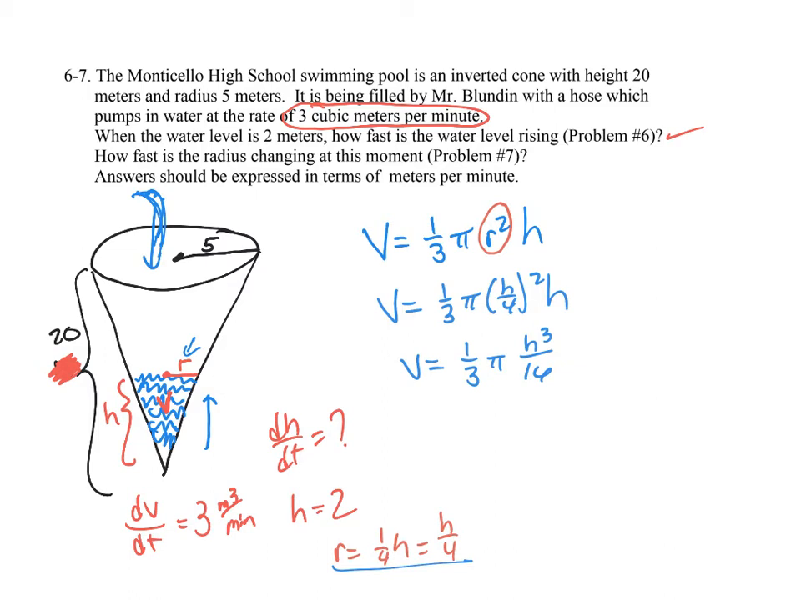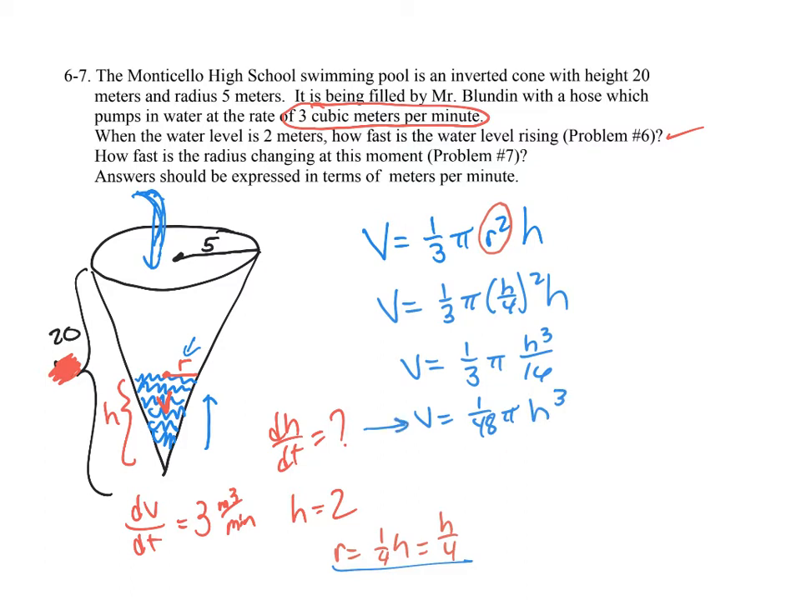And let's simplify it a little more. 16 times 3 is 48. So this is going to be 48 pi. Excuse me, it's going to be 1 over 48 pi h cubed. This is the formula that I want to take the derivative of implicitly.